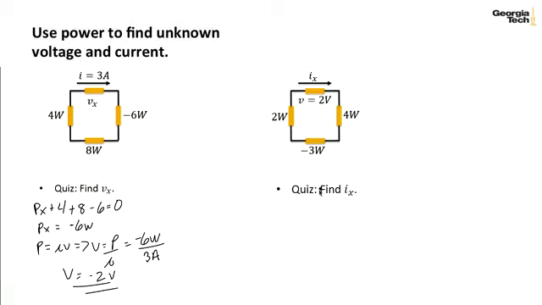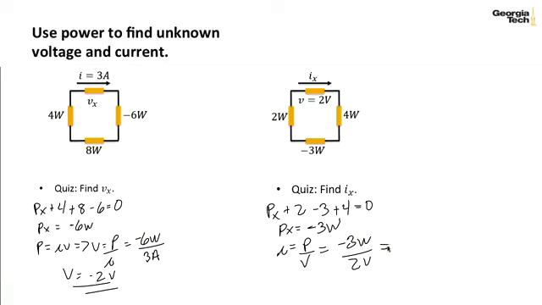Let's try this next quiz to find Ix. Again, we have some unknown power, plus 2 watts minus 3 watts plus 4 watts equals 0. 2 and -3 is minus 1, plus 4 is a positive 3, so PX has to equal -3 watts. In this case, we're looking for the current, which is power over the known voltage. So we have -3 watts divided by 2 volts, or our current is -1.5 amps.